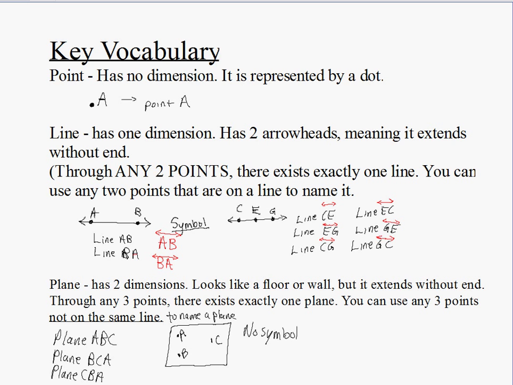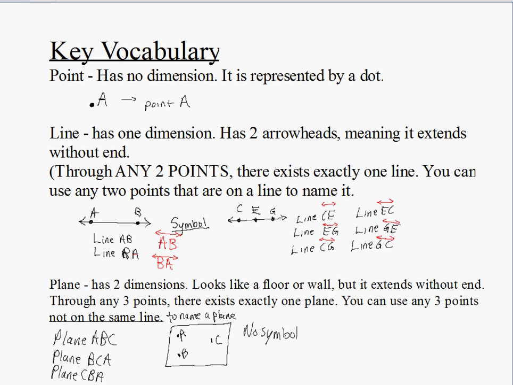Now, the line you only need 2 points to name, but in the plane you need 3 points. And there's one thing you have to remember right here. You can use any 3 points that are not on the same line. If they're on the same line, that doesn't necessarily give you a unique plane. So let's look at our example. We have a plane right here, a flat surface. This is usually how you're going to see it on the paper.